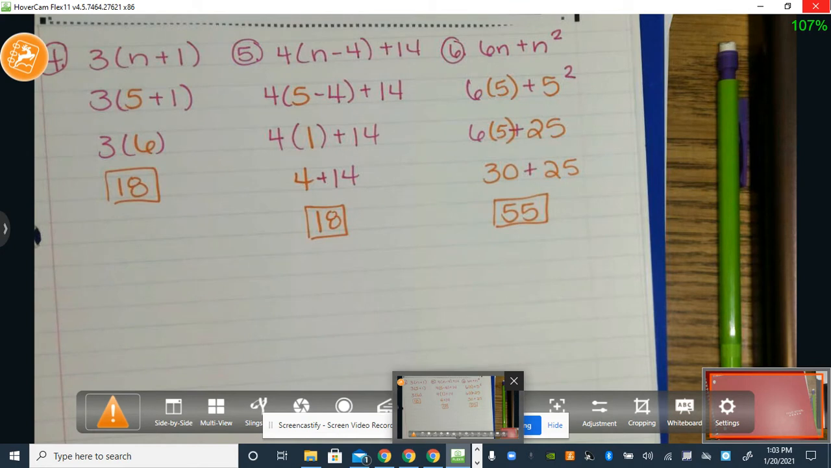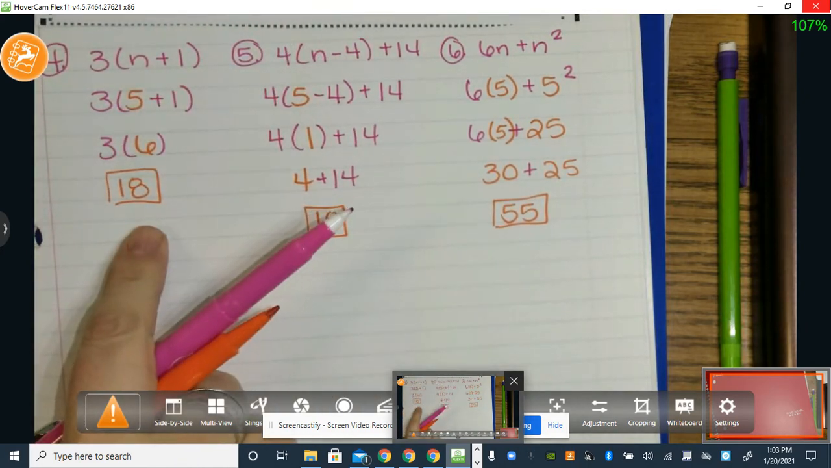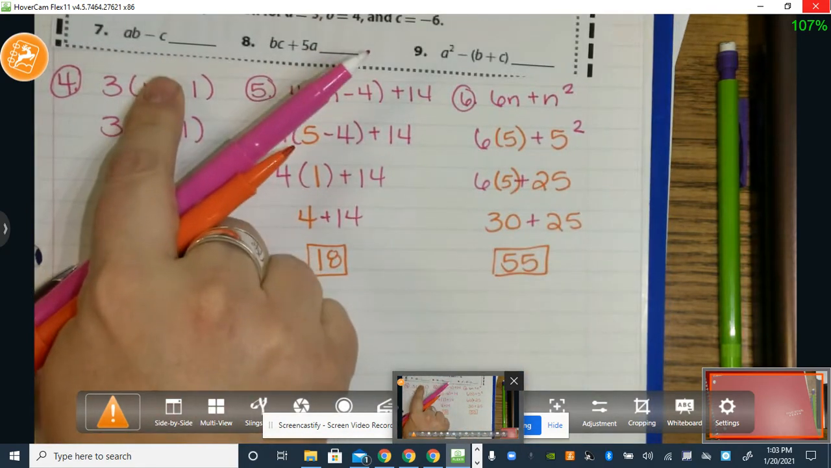Okay, so easy enough. Think of it as plugging your stuff in and solving. When you get everything plugged in, then solve it using order of operations. All right, so that's 4, 5, 6. Oh, we have 7, 8, and 9.